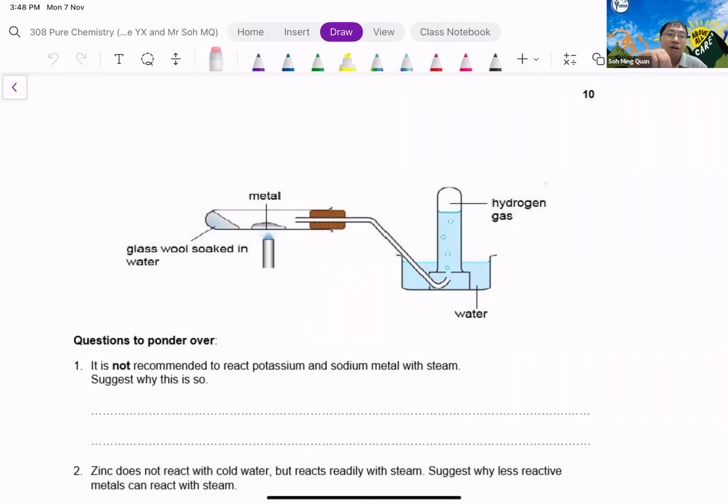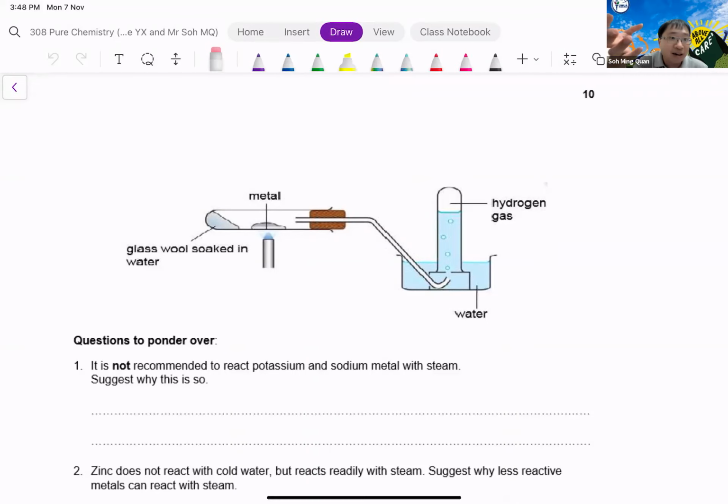All right. So glass wool is very useful because it withstands heat pretty well. And obviously this setup involves heating. So basically you just put the glass wool into water, soak it, then put it into the boiling tube. And then you heat. Now, please notice you heat the metal. You don't heat the glass wool directly, right? You're heating the metal. Because if you think about it, what requires heating? What requires heating is the metal, right?